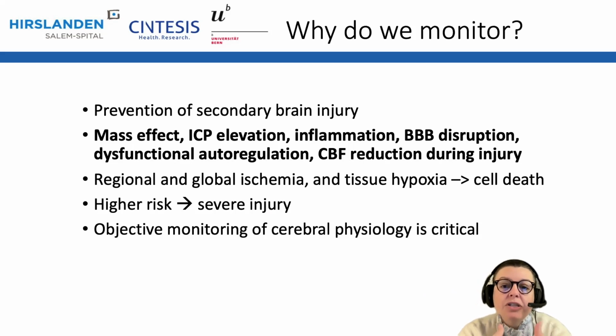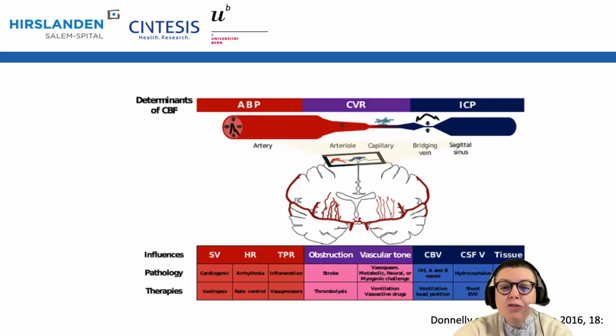Finally, patients at higher risk are usually those that are more severely injured and have limited clinical examinations. Therefore, objective monitoring of cerebral physiology and function is absolutely critical. To function, the brain requires an adequate delivery of nutrients and oxygen. This is the hemodynamics part.